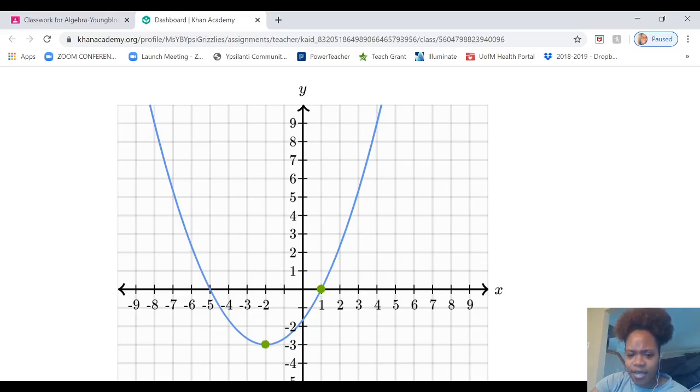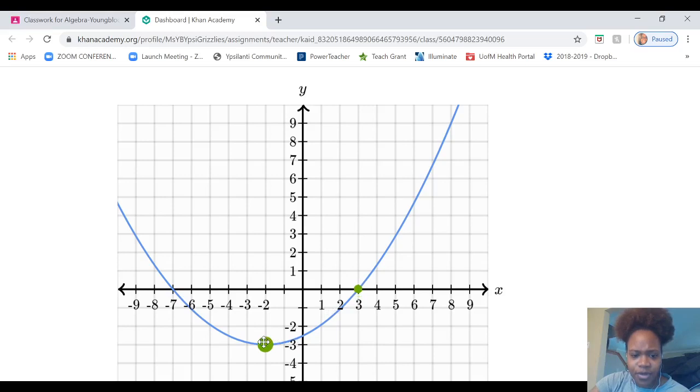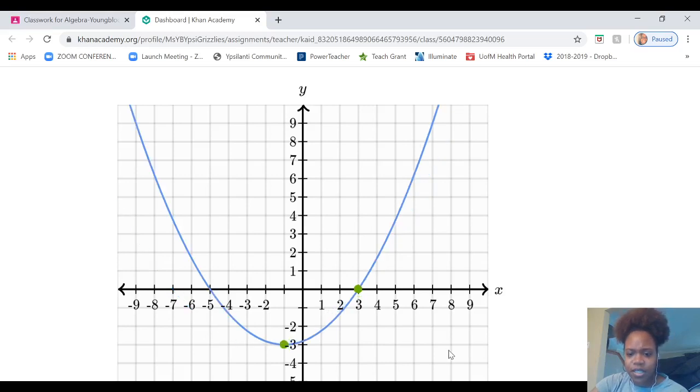Now, it seems like I might have misinterpreted it. I think it was at 3, actually, because I believe my final answer was negative 1. Yes, negative 5 and positive 3. So again, the x-intercepts are at 3 and at negative 5. So the x value that is in the middle that gives those two x-intercepts is negative 1.